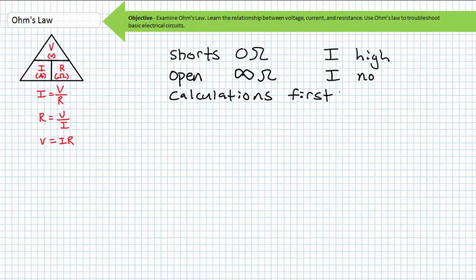Do the calculations first. Know what to expect. Double check the components. Make sure you're using the right ones. Read the values on the side. You could use supporting instrumentation like an ohm meter to measure resistance. Check to see if a switch works before you put it in a circuit.